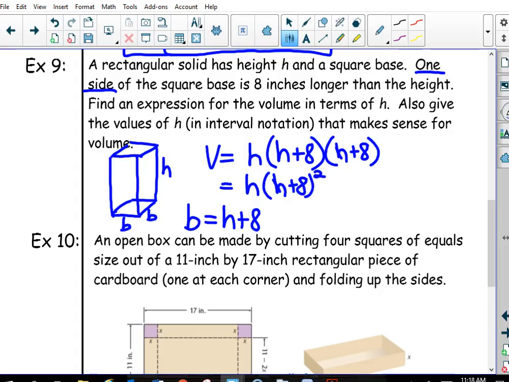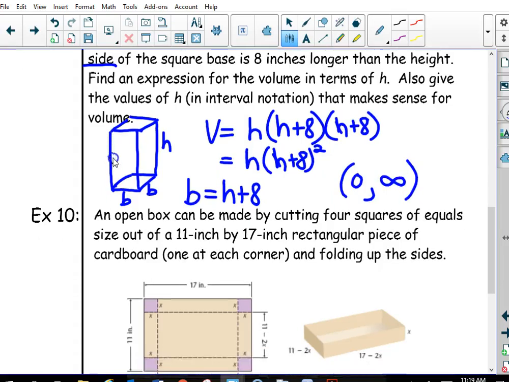Okay, so find the values of h in interval notation that makes sense for the volume. Well, look, the volume has to be greater than 0. And that's about all we can say about this. We don't know anything else about the base. So h could be just slightly greater than 0, and this would all work out. Interval notation, 0 to positive infinity.